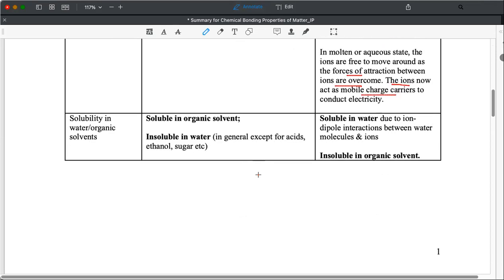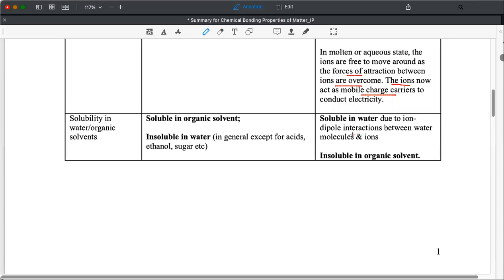As for solubility in water and organic solvent, you do not need to know the detailed explanation at GCE O-level. You only need to remember simple molecules are soluble in organic solvent but not soluble in water. There are exceptional cases like acid, ethanol, and sugar. For acid, it is because it dissociates or ionizes in water to form hydrogen ion and the anion. Ethanol and sugar, because of hydrogen bonding.